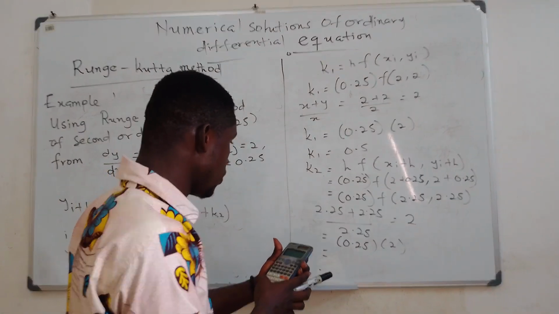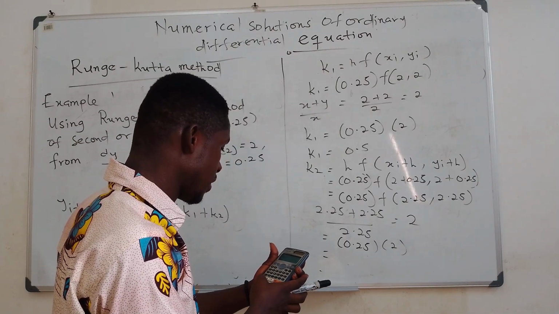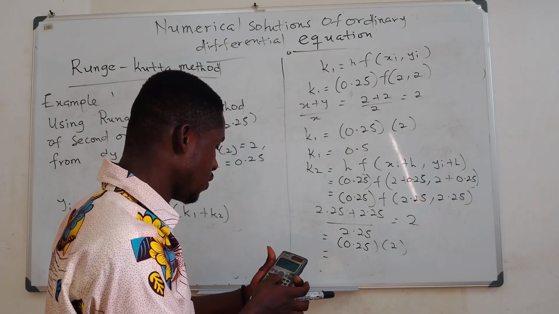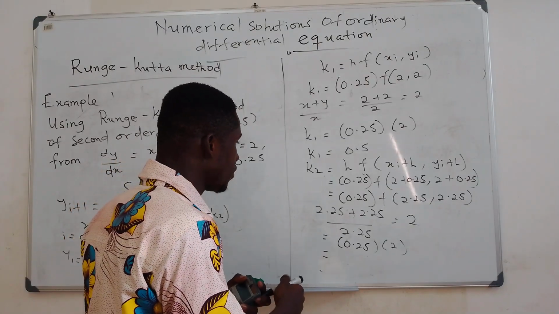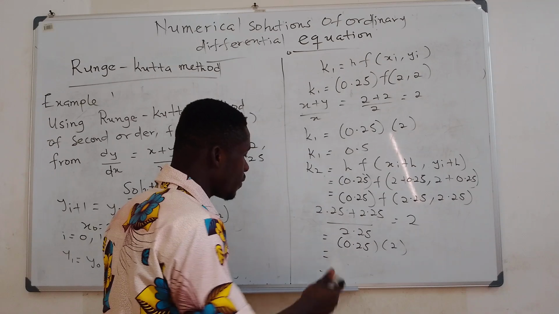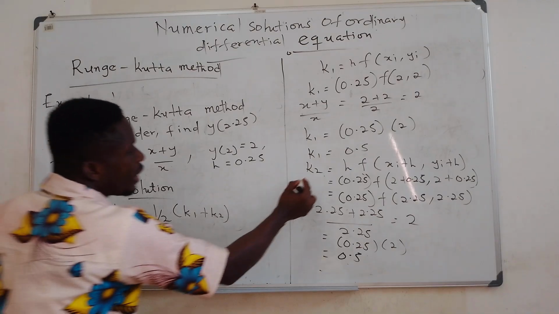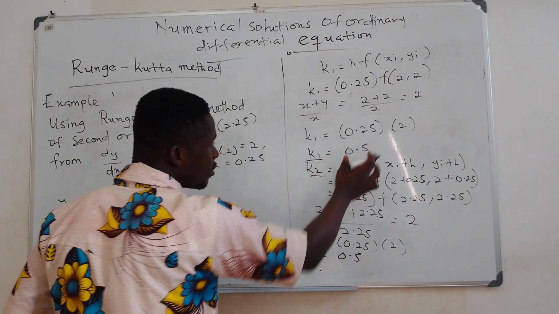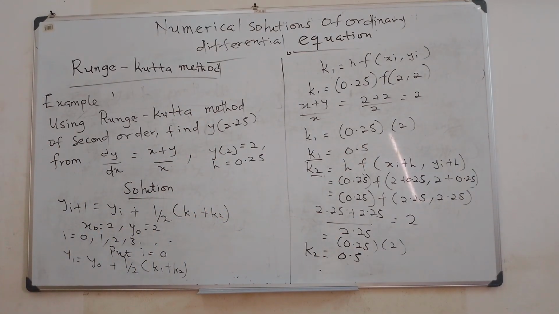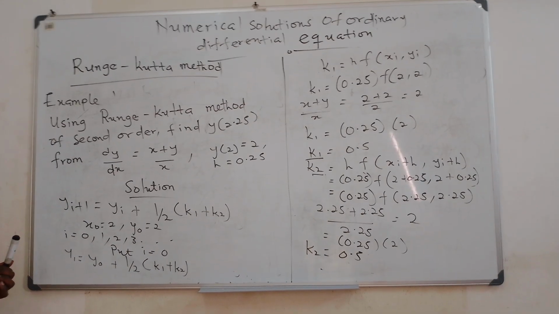Let's take this one again: 2.25 plus 2.25 all on 2.25. Very good. So you are getting 0.5 here. Now we know our k2, we know our k1. So k2 is 0.5, k1 is 0.5. So what we are going to do is substitute it in the algorithm over here.